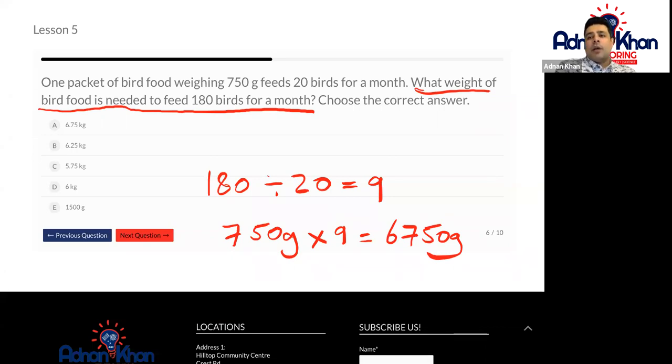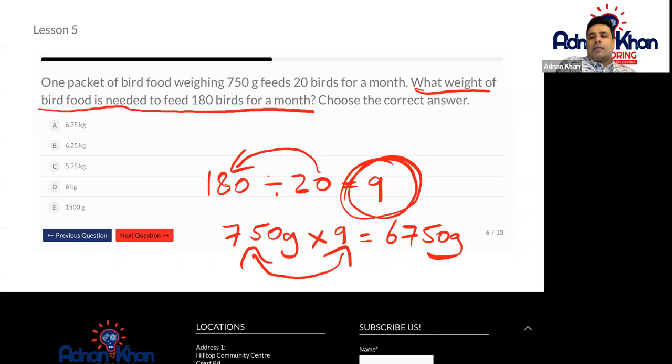Okay, so what we're trying to work out is the weight of the bird food for 180 birds. We already know for 20 birds, it will weigh 750 grams. But how much will it actually weigh for 180 birds? So what we're trying to do is, how many times does 20 go into 180? It goes in 9 times. And then we just multiply 9 by 750, and that gives us 6,750 grams.